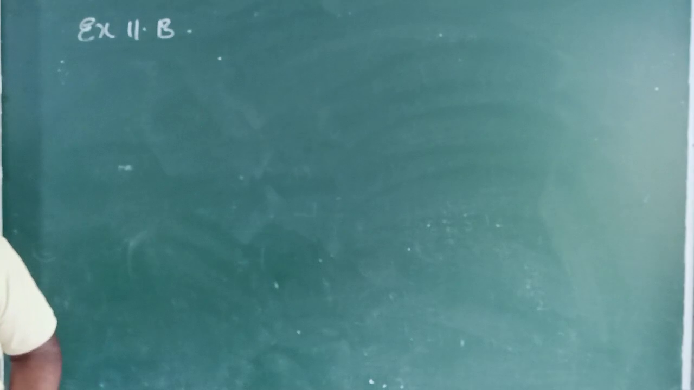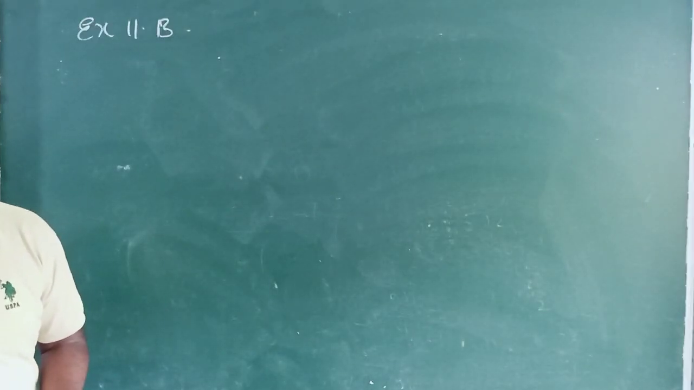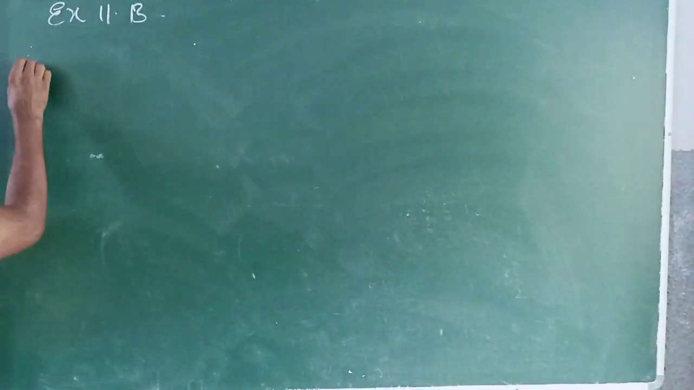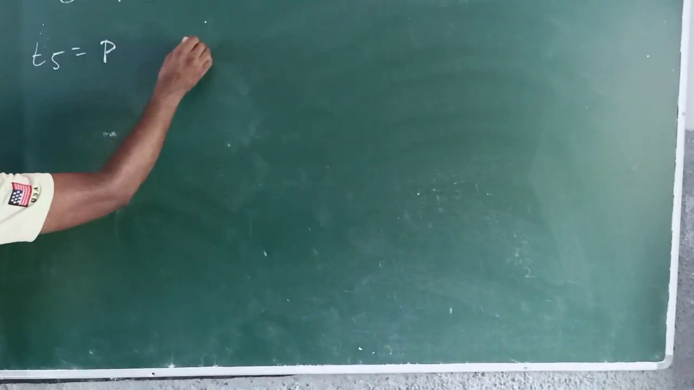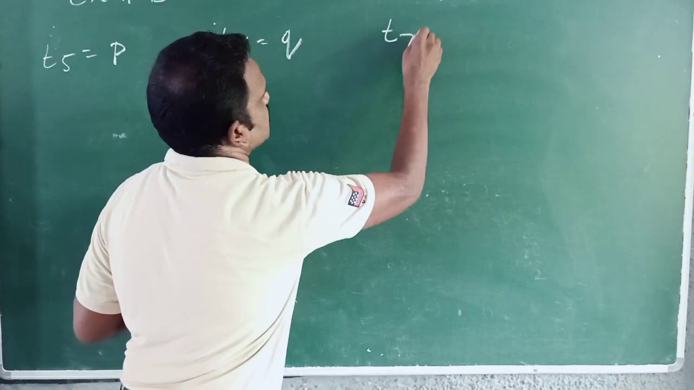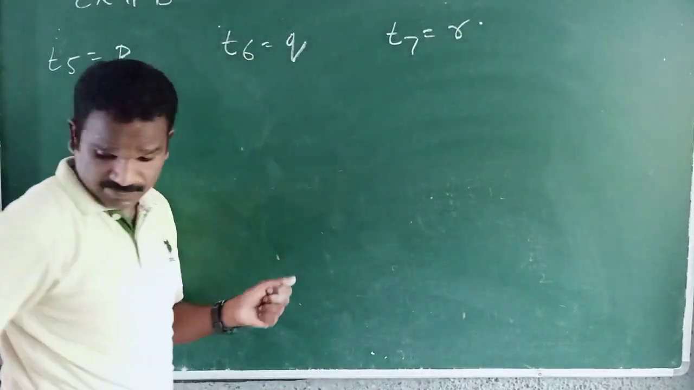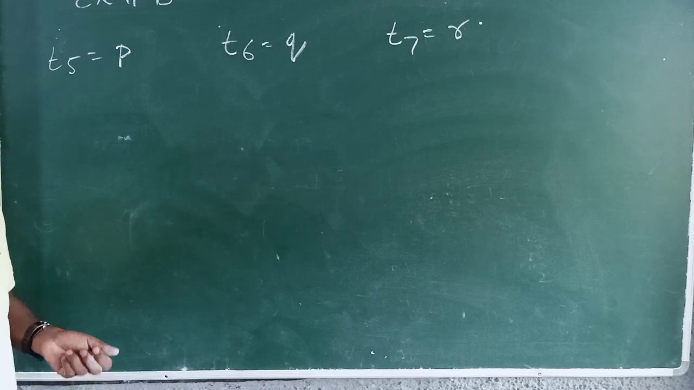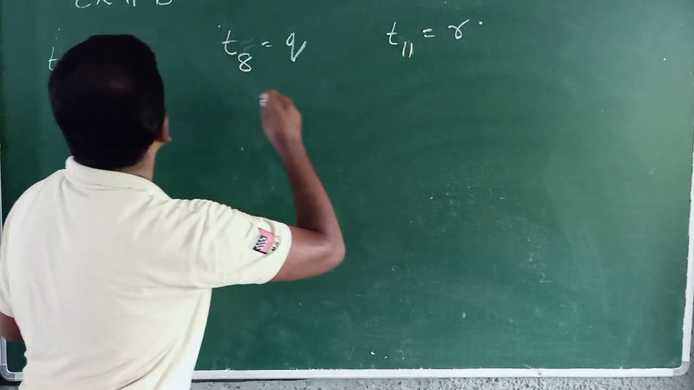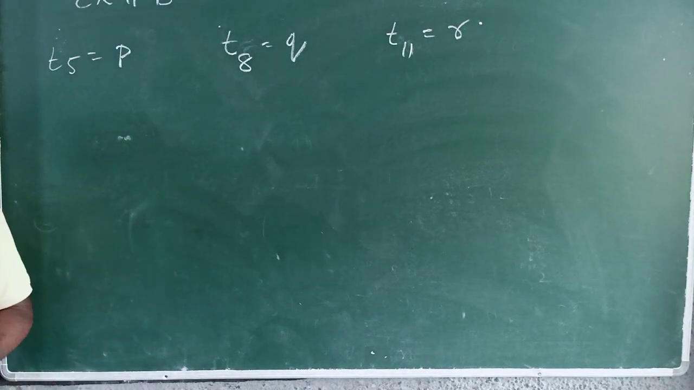See your last sum. The 5th, 8th and 11th terms of a geometric progression are P, Q and R. 5th, 8th and 11th terms are P, Q and R respectively. Show that Q square is equal to PR.